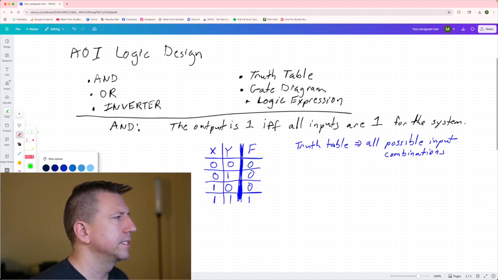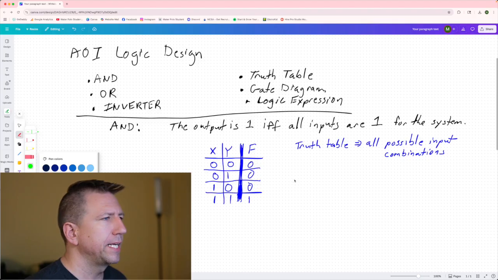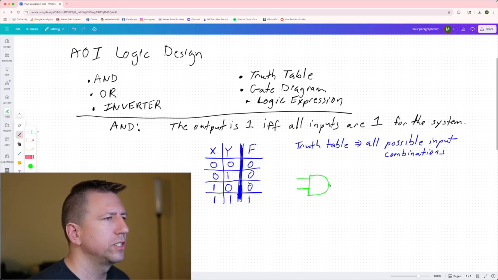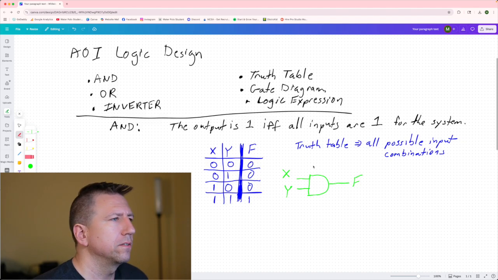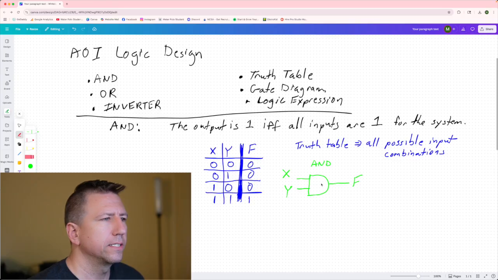The next thing I want to look at is our gate diagram. And so an AND gate has a particular form. It has a straight edge, and then it has a rounded edge like that. It looks like a D, if you will. And then we draw the inputs as lines going into the straight edge, and then the outputs as a line coming out. And so then we can label our inputs X and Y entering the AND gate, and then the output F exiting the AND gate like so. So this is what an AND gate looks like. And so if ever you have an AND gate in your circuit, that's how you're going to draw it.